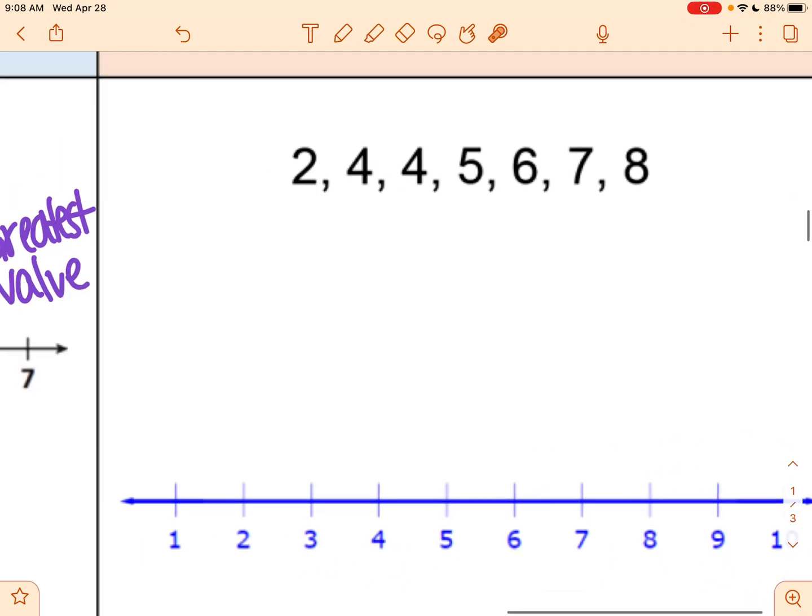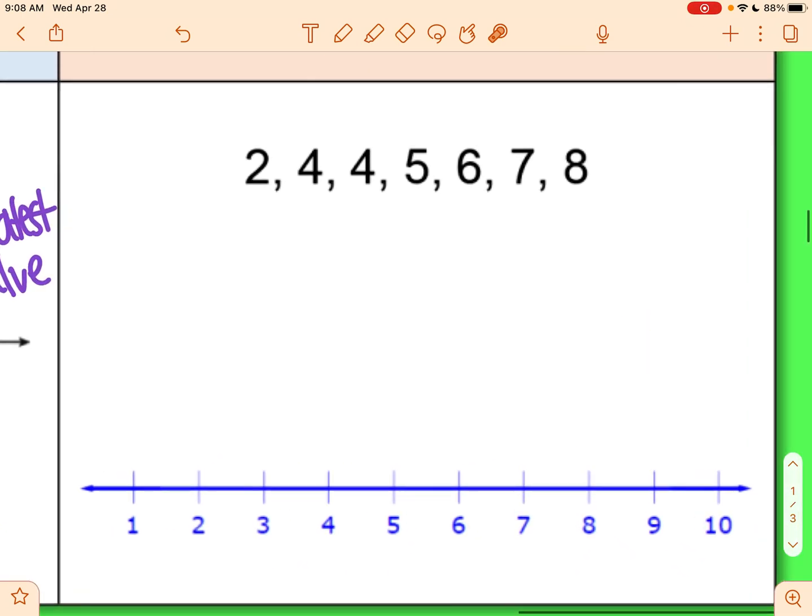All right, so now let's keep practicing. Let's make our own. So this time we have 2, 4, 4, 5, 6, 7, 8. If you want to do it right away, we could graph the smallest number, which is 2. So go ahead and put a dot. And then graph your biggest number, which is 8. Now we need to find the median and the first and third quartile. So find the median: smallest, biggest, smallest, biggest, smallest, biggest. Our median is 5. So you can go ahead and put a dot.